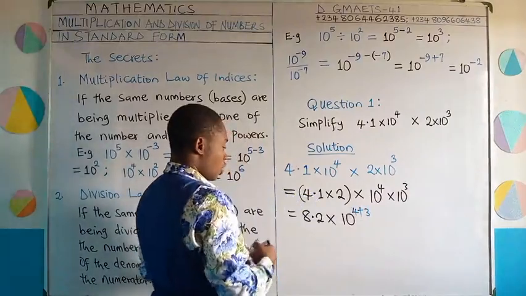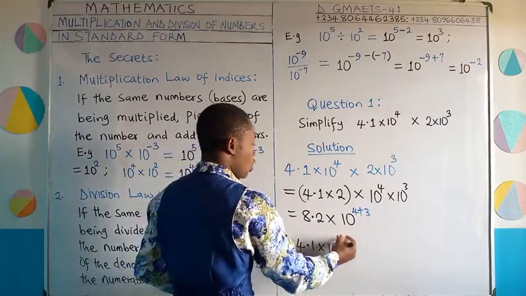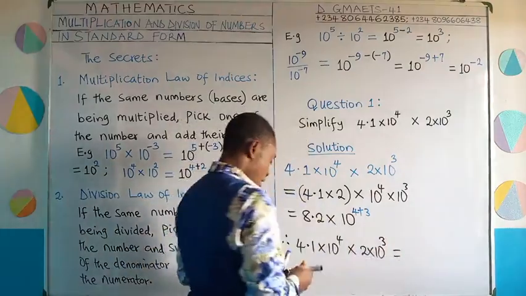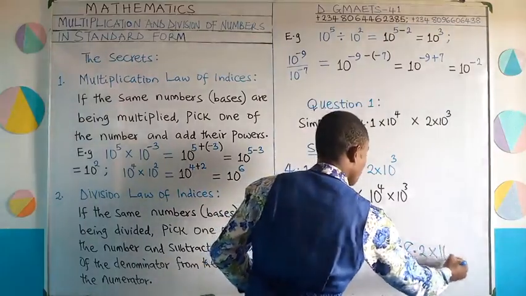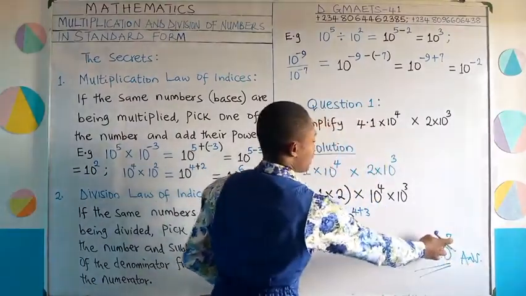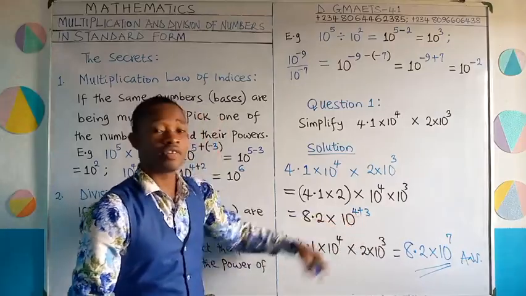In conclusion, therefore, 4.1 times 10 to the power 4 multiplied by 2 times 10 to the power 3, the answer is going to give us 8.2 times 10 to the power of 7. Answer. How did I get times 10 to the power 7? 4 plus 3, this power of 10, 4 plus 3 here will give us 7.